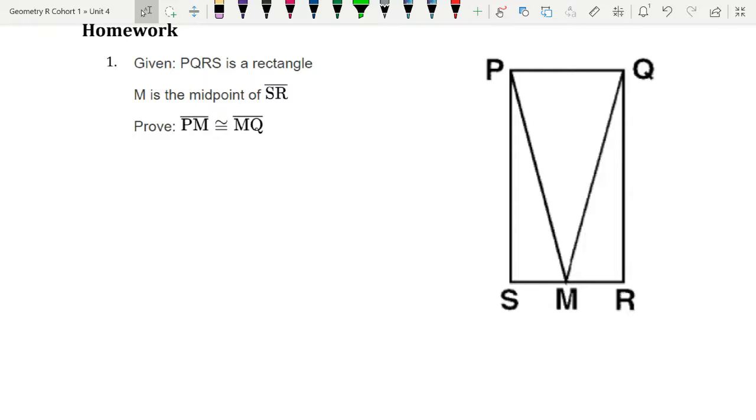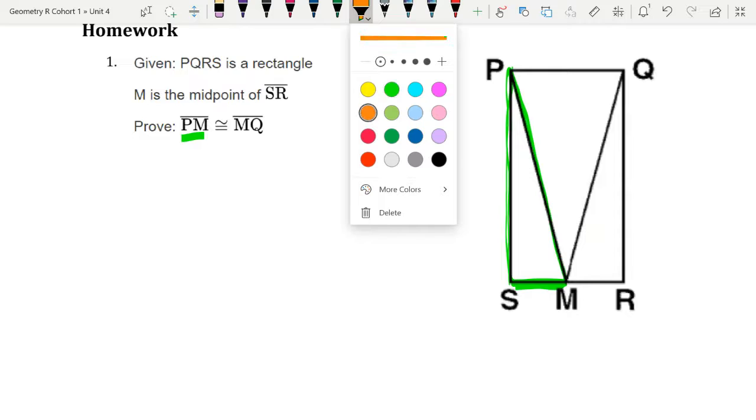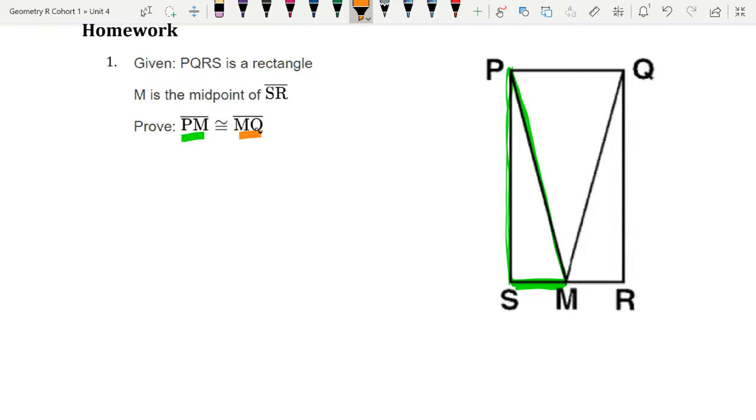Now, this is asking us to prove that PM is congruent to MQ. PM is in this triangle, and MQ is in this triangle. No vertical angles here, no reflexive property here. So everything we're going to get from these 2 triangles has to come from my givens.